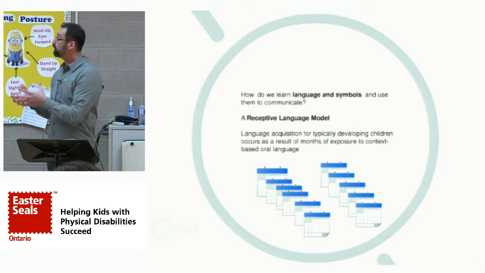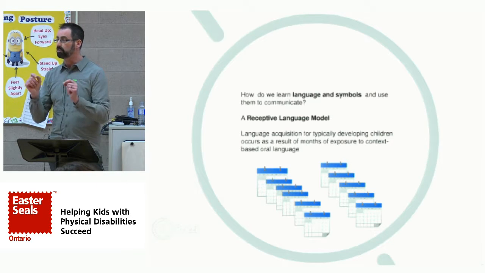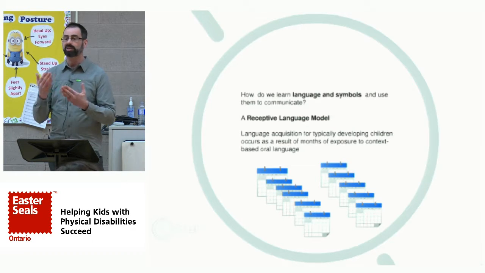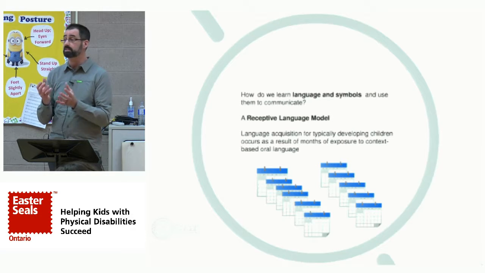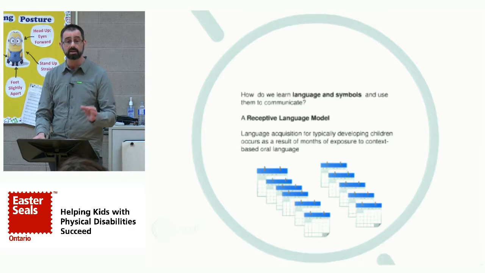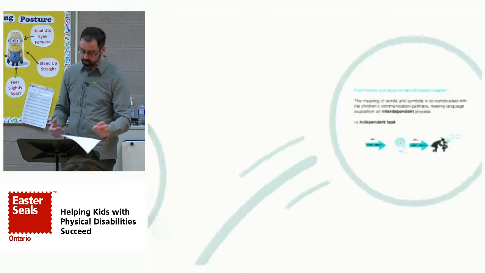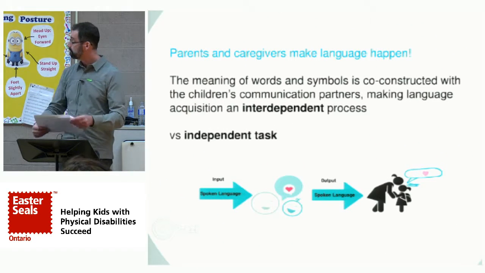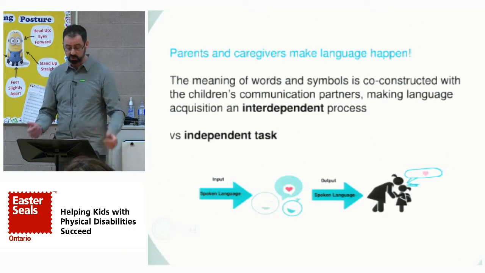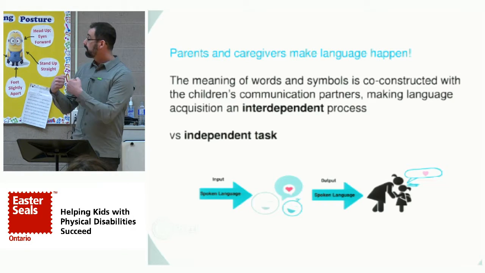And so, again, what happens in typically developing children is they receive lots of input for many months before we can expect them to express the first word approximations. And then, of course, you make a big deal, and it's reinforced, and then language gradually progresses from there. But again, it starts with building up comprehension, so receptive language. So in essence, parents and caregivers make language happen. It's about co-constructing language together.